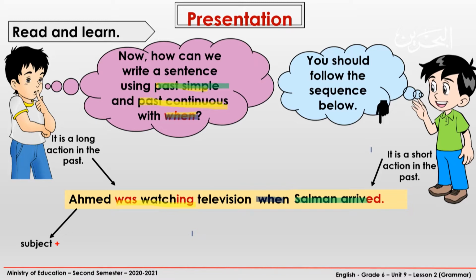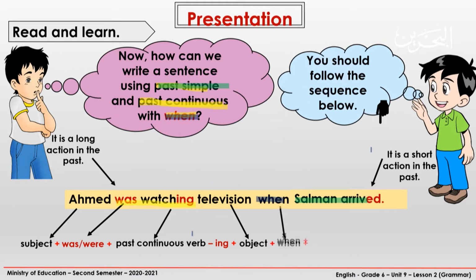So let's look at the sequence below. Subject, which is Ahmed, was or were, depending if it's singular or plural. Past continuous, which is the verb with ing, as we all know. The object, when, the subject again, and the past simple verb, which is made by adding ed to the verb.